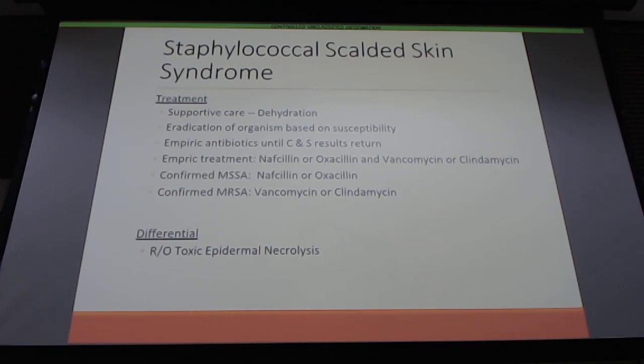Culture and sensitivity. So here, your empiric treatment will be nafcillin or oxacillin, and vancomycin or clindamycin. It'll be two meds for your empiric treatment. Once you get that culture and sensitivity, then you can narrow down if it's MSSA or MRSA, and then you can pick one of either for treatment.